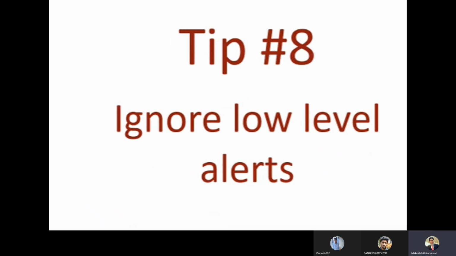Tip number 8 is basically ignore low level alerts. Okay, so suppose some of the systems are getting a new IP address after the lease is over from the DHCP. So ignore the low level alerts. You don't care which IP address they are getting, the client systems of your company. It doesn't matter for you. Whether they are working or not working, this is what matters for you.